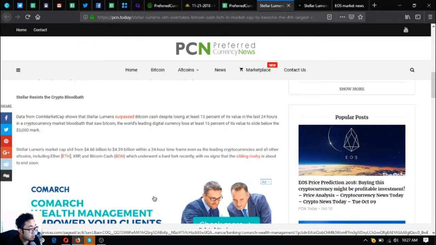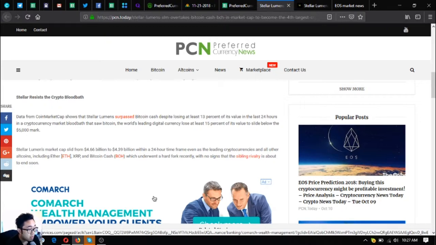So Stellar resists the crypto bloodbath. Data from CoinMarketCap shows that Stellar Lumens surpassed Bitcoin Cash despite losing at least 13% of its value in the last 24 hours in a cryptocurrency market bloodbath that saw Bitcoin, the world's leading digital currency, lose at least 15% of its value, to slide below the $5,000 mark.